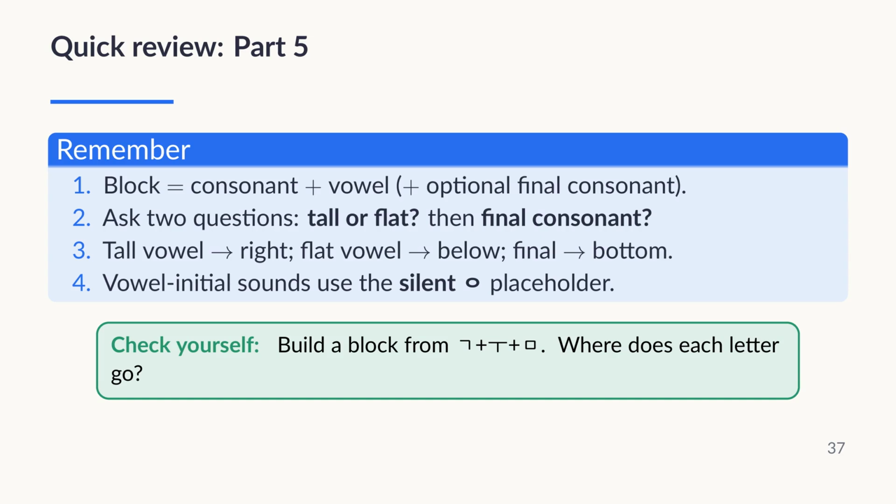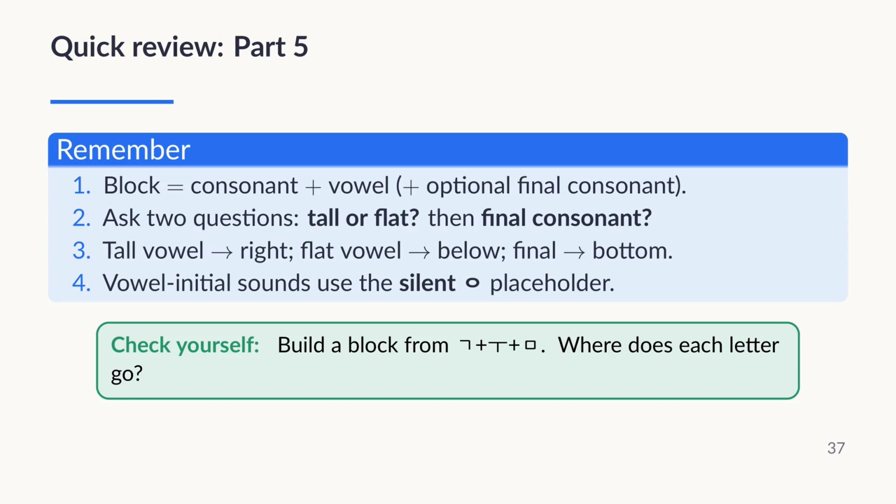First, a block is a consonant plus a vowel with an optional final consonant. Second, to place the letters you ask 2 questions. Is the vowel tall or flat, and is there a final consonant? Third, a tall vowel goes to the right, a flat vowel goes below, and any final consonant goes on the bottom. Fourth, if a syllable begins with a vowel sound, you fill the required consonant slot with the silent circle.